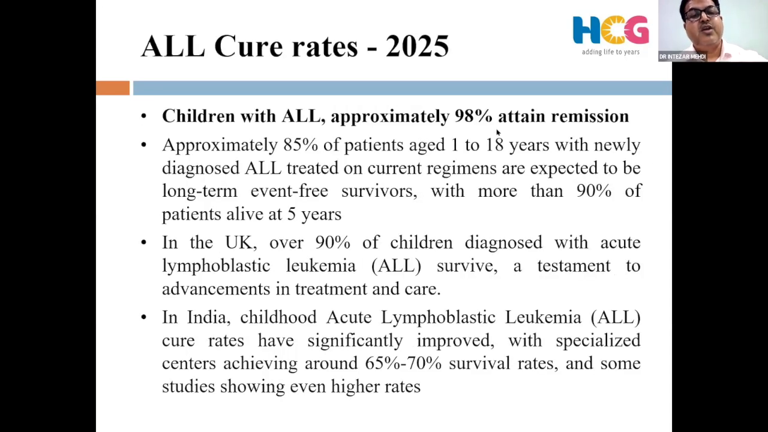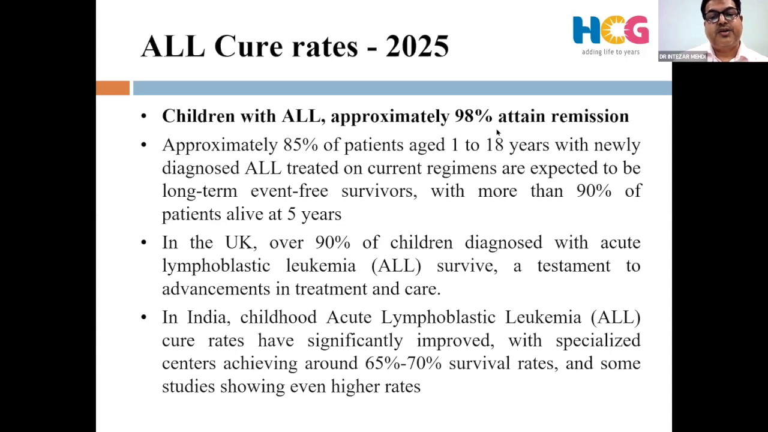And now in 2025, we can proudly say that about 95 to 98% of the patients attain remission for ALL, and 85% of the patients aged 1 to 18 years are expected to be completely cured. More than 90% of them are alive at 5 years. In the UK, the published data says that more than 90% of children diagnosed with ALL will survive. And in India, fortunately, we can now say proudly that many centers are able to touch 85-90%.